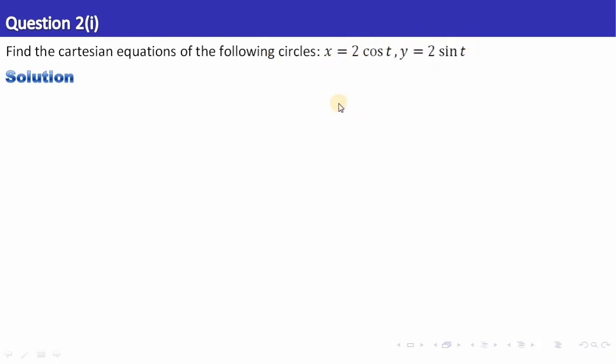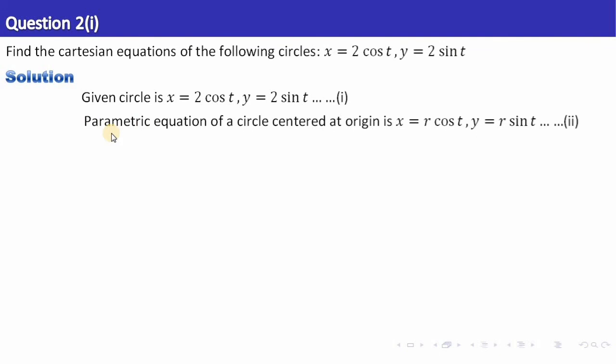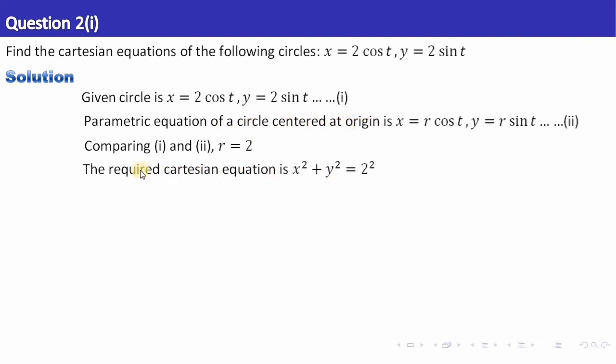Okay, so if you see here, this is the given circle, right? And we know that the parametric equation of a circle centered at origin is given by this equation. Now if you compare 1 and 2, then from this you see that the value of r is 2, isn't it? And from here we have r equals to 2, and we already know that the center is origin. All right, so that's why your Cartesian equation becomes x square plus y square equals to radius square. Okay, so this is the equation of a circle centered at origin with radius 2. That is, this will be your Cartesian equation for this given equation.